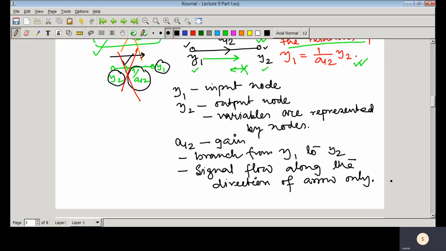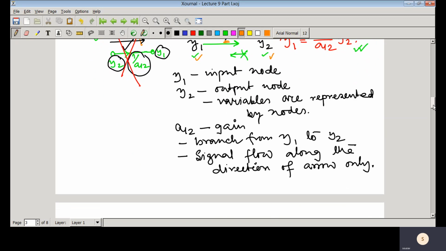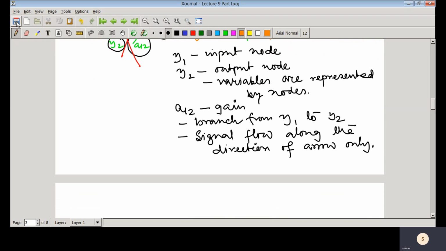So that means in a signal flow graph, whenever you represent two nodes connected via one branch, and then write A12, it indicates that this is the gain in that branch. The most important thing is this arrow symbol. This arrow symbol indicates that signal is flowing from Y1 to Y2. The reverse is not valid in this particular signal flow graph. So let us take one example.